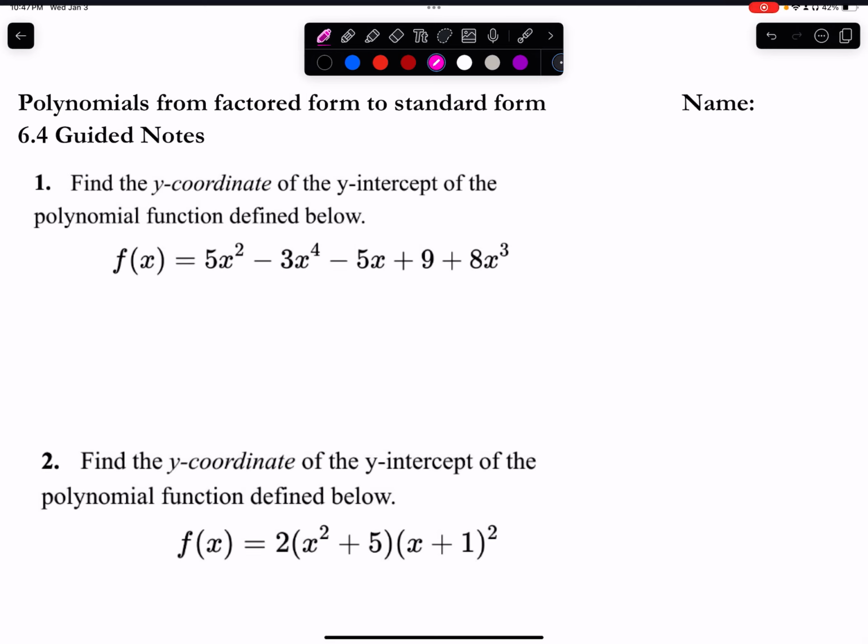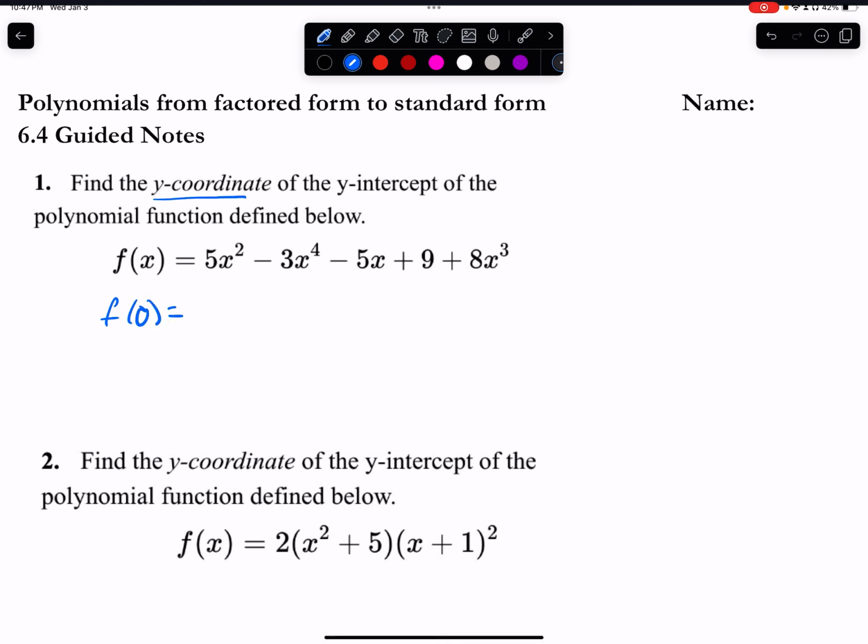Okay, so welcome. We're going to talk about the polynomials now. Like if we have a factored format and we want to write it in standard format, we're going to need to do a little bit of algebra. So one of the things I thought was important here is understanding what a y-coordinate is. Right? The y-coordinate is what we get if we have a 0 substituted in for x.